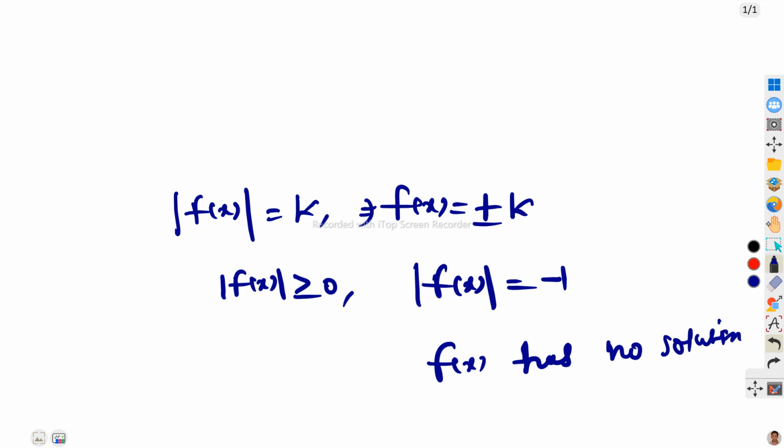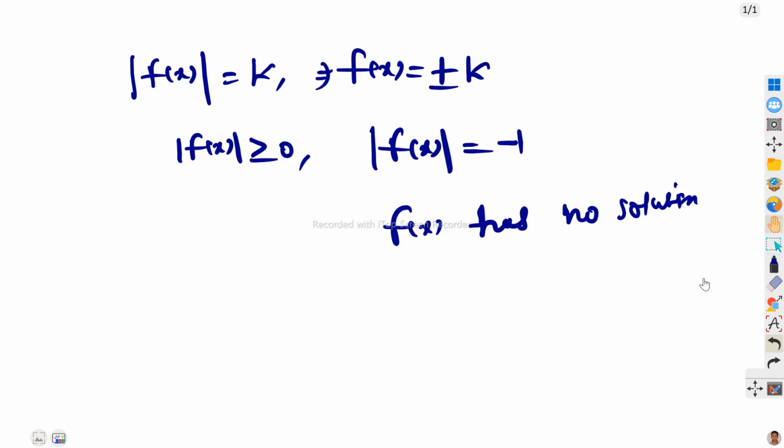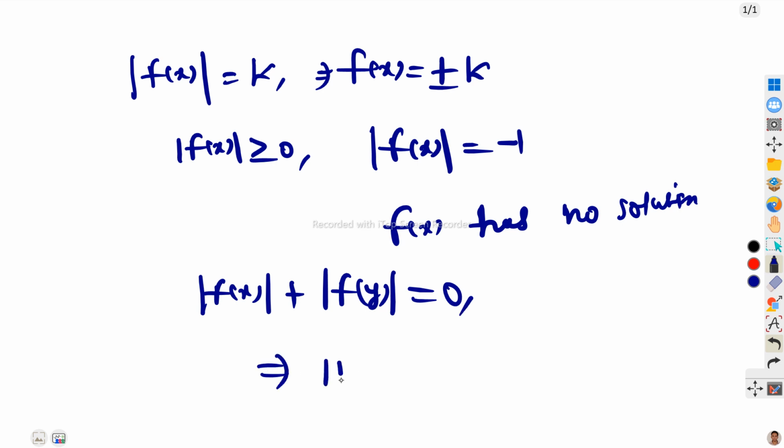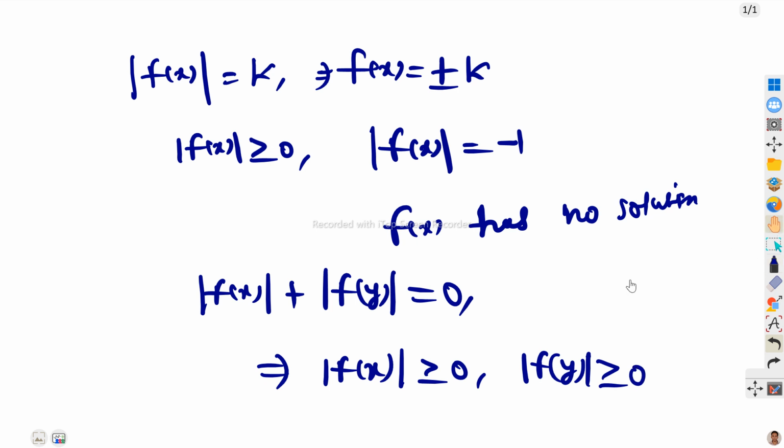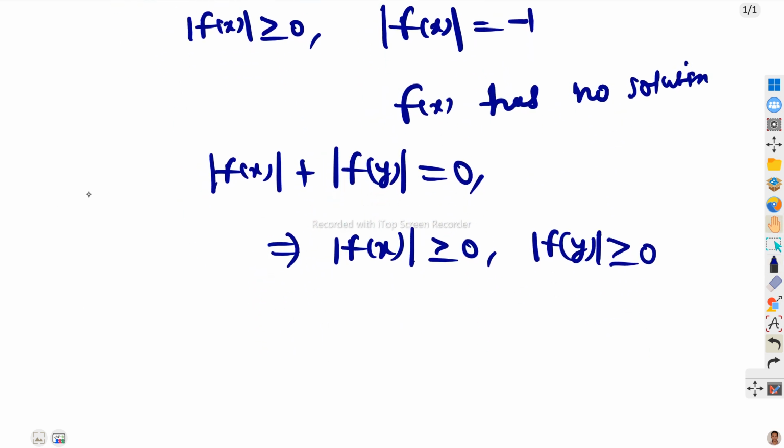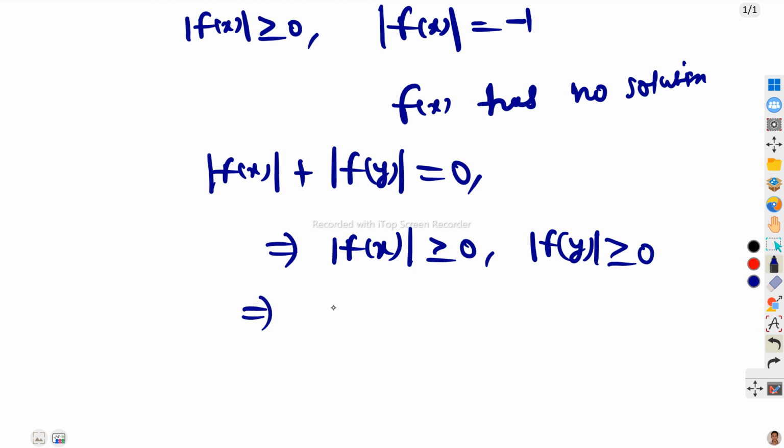Again, we have another point: if |f(x)| + |f(y)| = 0, since |f(x)| is greater than or equal to 0 and |f(y)| is greater than or equal to 0, the sum of two non-negative numbers can only be 0 if both are 0. So f(x) = 0 and f(y) = 0.